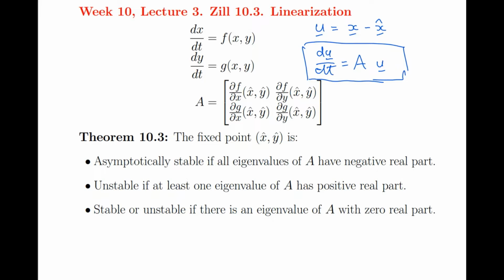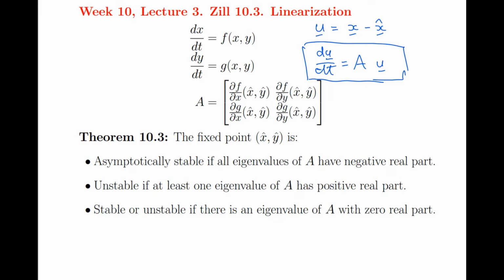And the question is, if u equals 0 is a stable fixed point of the linearization, does that mean that x equals x hat was a stable fixed point of the original nonlinear system? That's quite a significant and difficult question. And this theorem 10.3 in the textbook answers that question. We're not going to prove it, but you can see why it would be plausible.